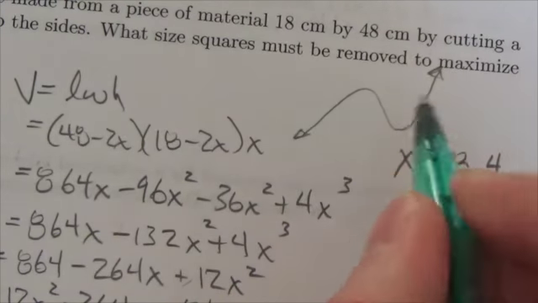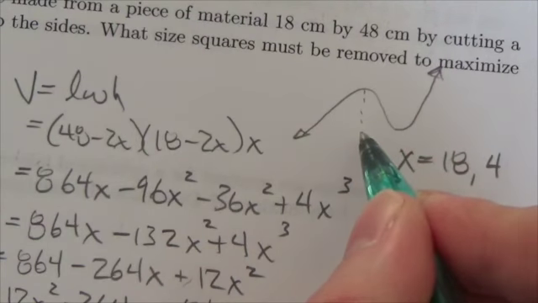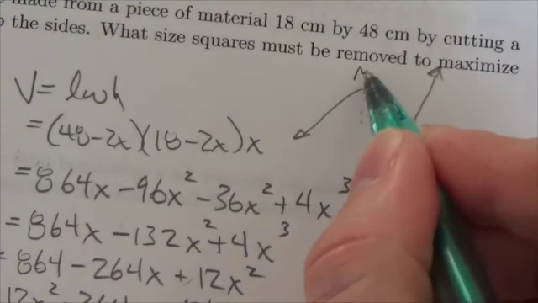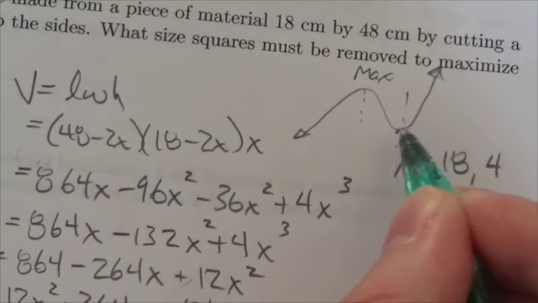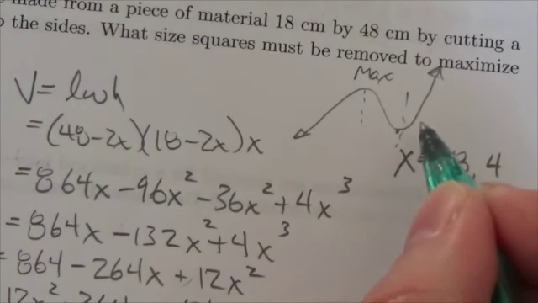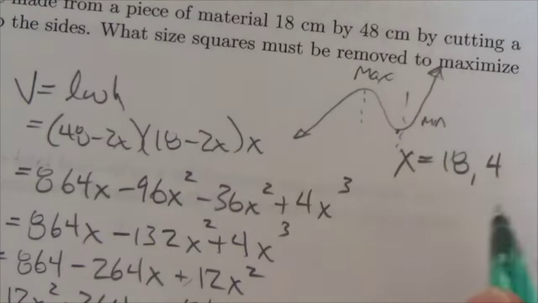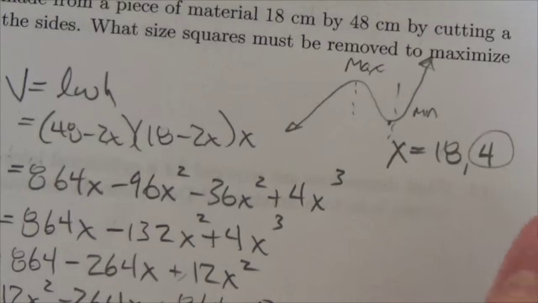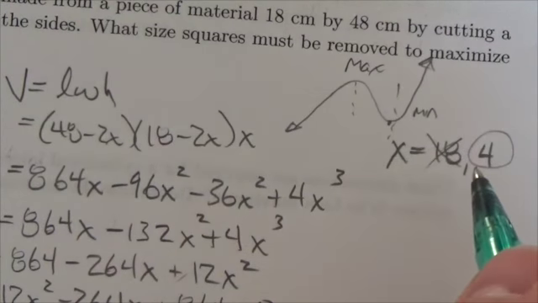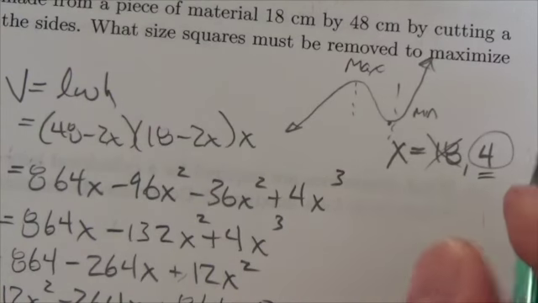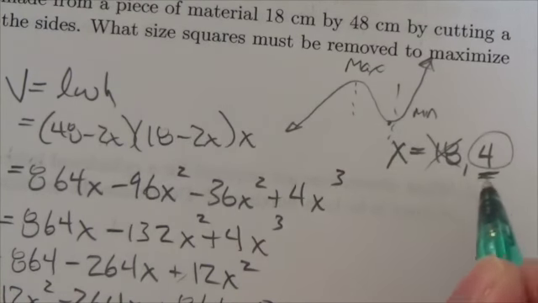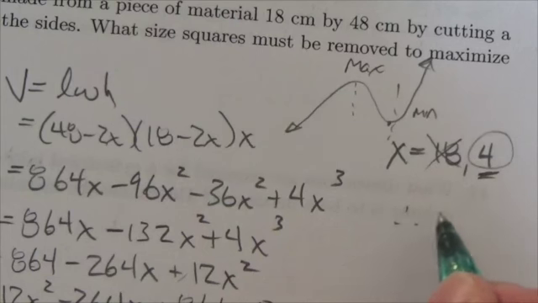Which means the very first thing that we're going to bump into is going to be our max. And down here, the second extreme value is going to be a min. So that tells me that the max is going to happen at the 4, and the min is going to happen at the 18. So I don't want that. So what I'm interested in here is the maximum volume, and that's going to be where x is equal to 4.